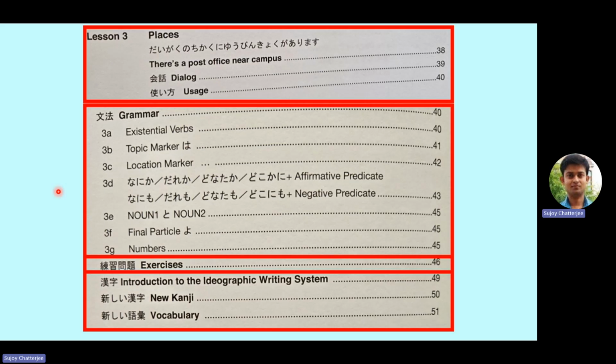So like the previous lesson, we shall begin with the grammar part first, because unless you do all this grammar, you won't be able to make out what this conversation is all about and what's going on in that conversation. So let's begin with grammar. Then we do this conversation, then we will do the exercises, and then finally we will deal with the kanji. Okay, so let's start with grammar.